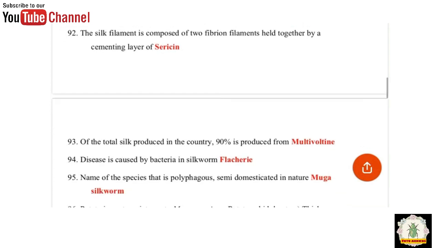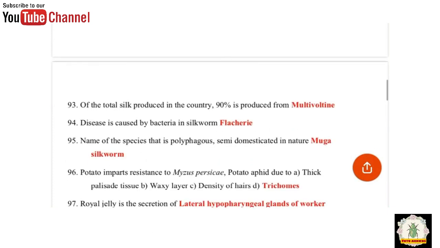Name of the species that is polyphagous, semi-domestic in nature. So this species is Muga silkworm, and this is semi-domestic. Potato imparts resistance to Myzus persicae, that is potato aphid, due to what? Thick cuticular tissues, waxy layers, density of hairs, and the last option is trichome.